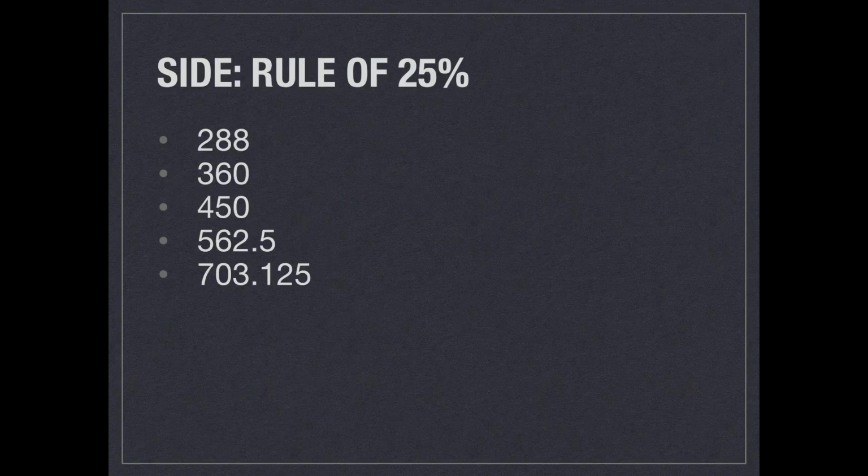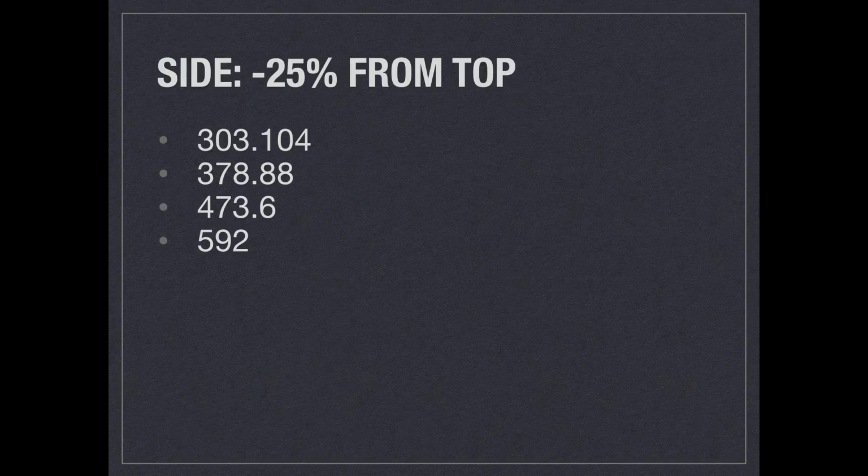So again, I do my rule of 25%, and I come up increasing by 25% each time. And the 703 seems quite a bit bigger than the 588, or the 592. So I go the opposite way. I try going from 592, and I reduce it by 25%. And that 303 seems like not as big, more than 288. So that feels like a good starting point. So now I have an initial list of sizes that I can do for that.